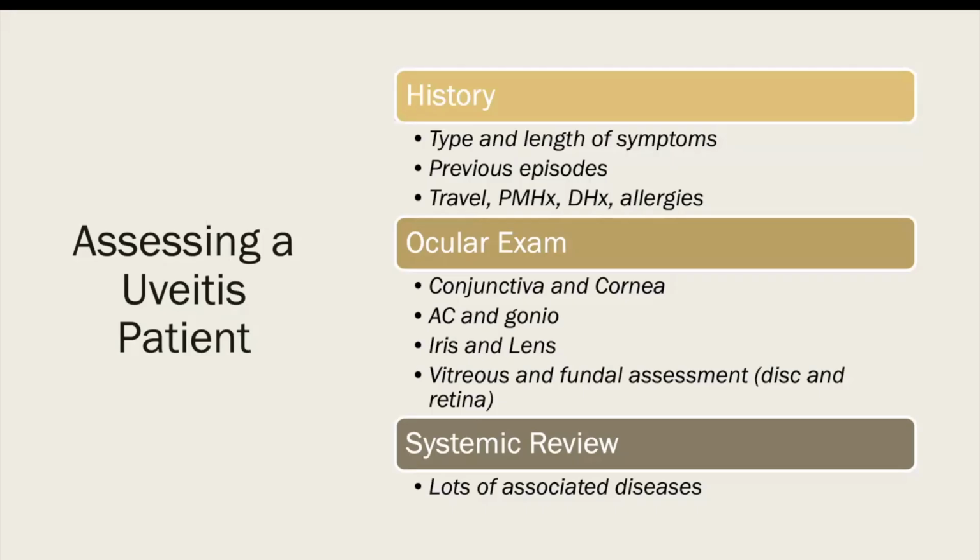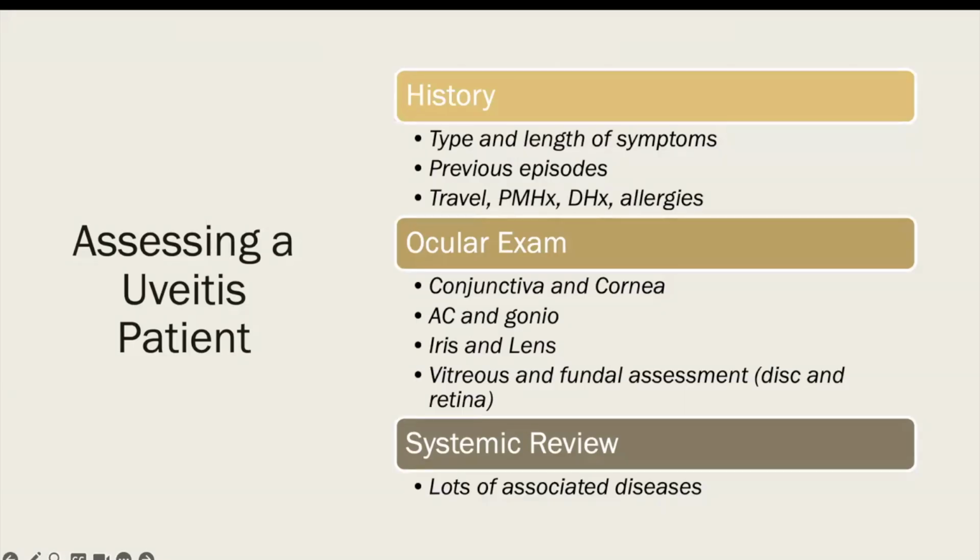So, what sort of symptoms do they have? How long have they had them for? Have they had previous episodes of uveitis? Are they a known uveitis patient? Have they traveled anywhere exotic recently? Do they have a past medical history of, for example, sarcoid? Are they on any drugs, for example? Do they have any allergies? What sort of things are you looking at?